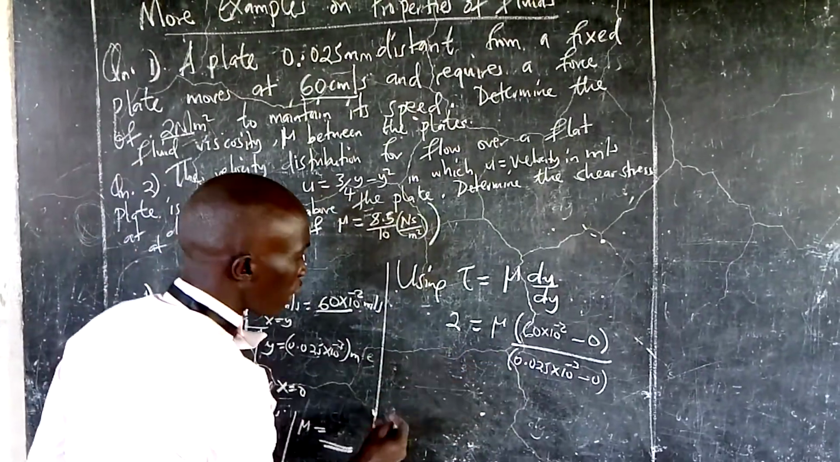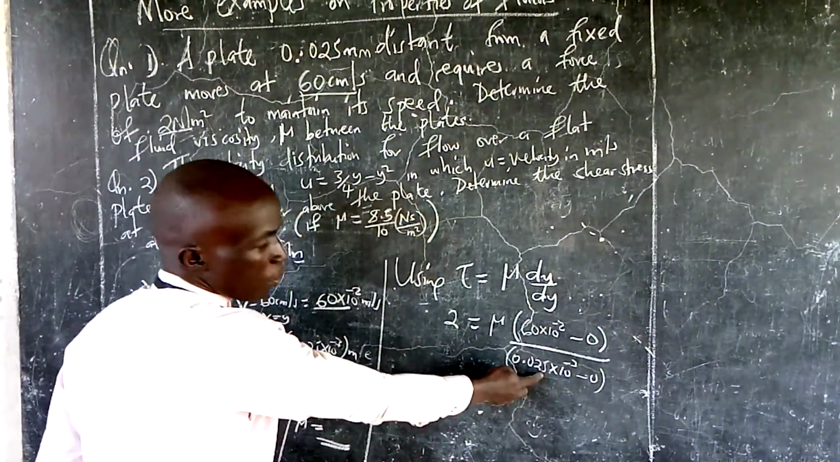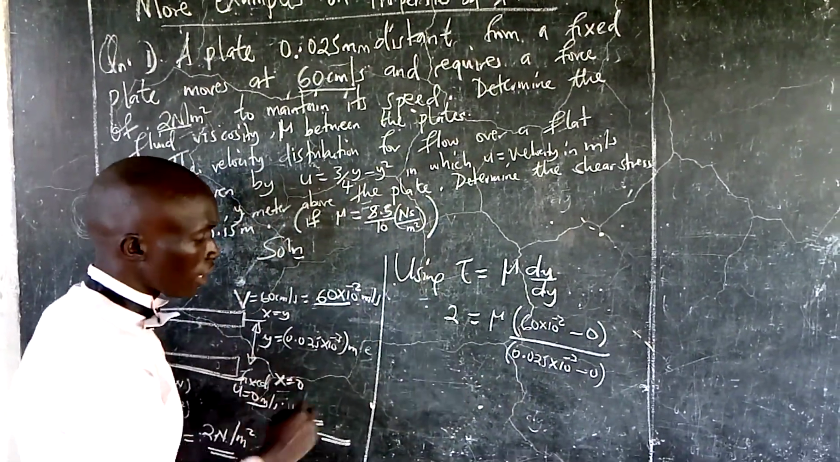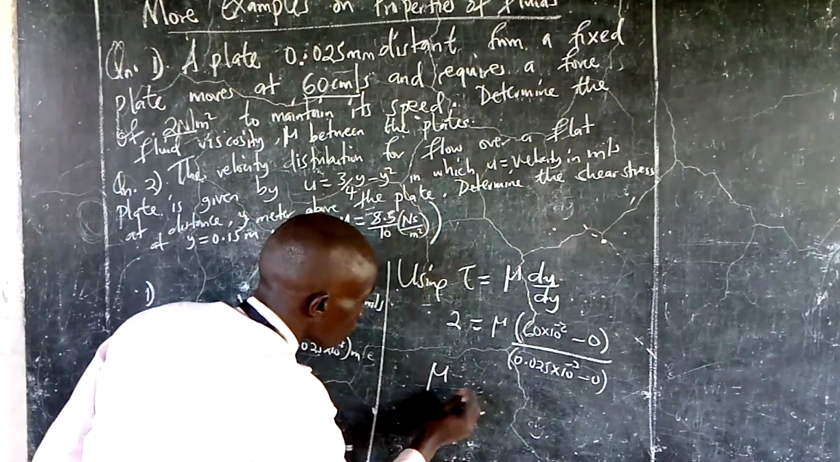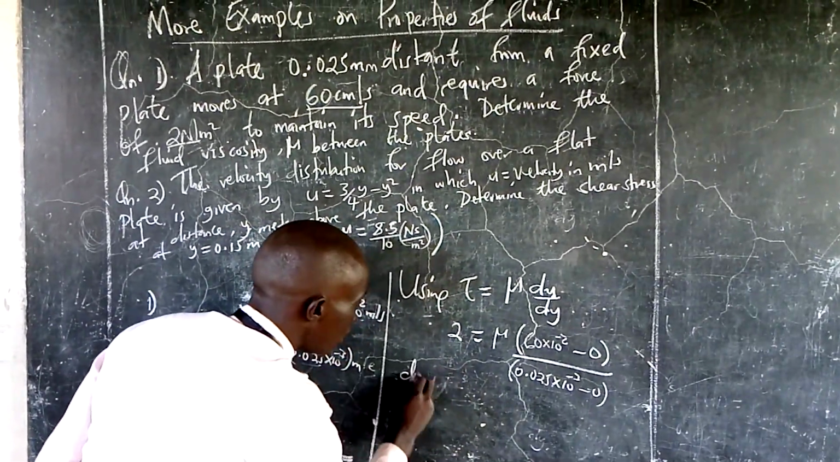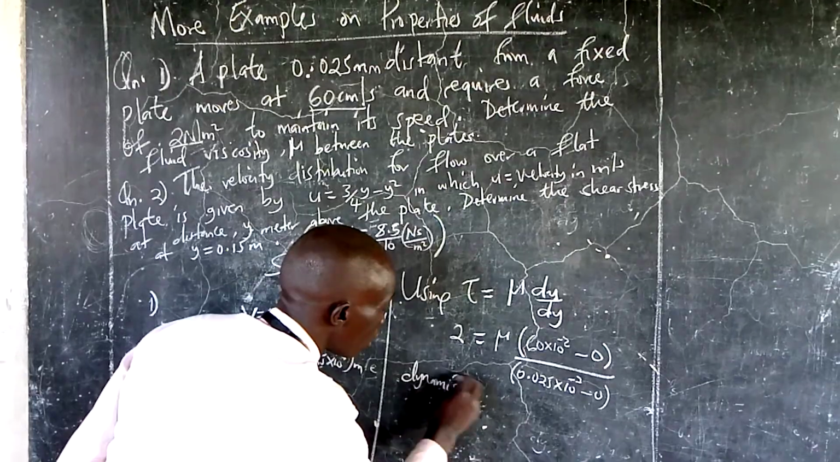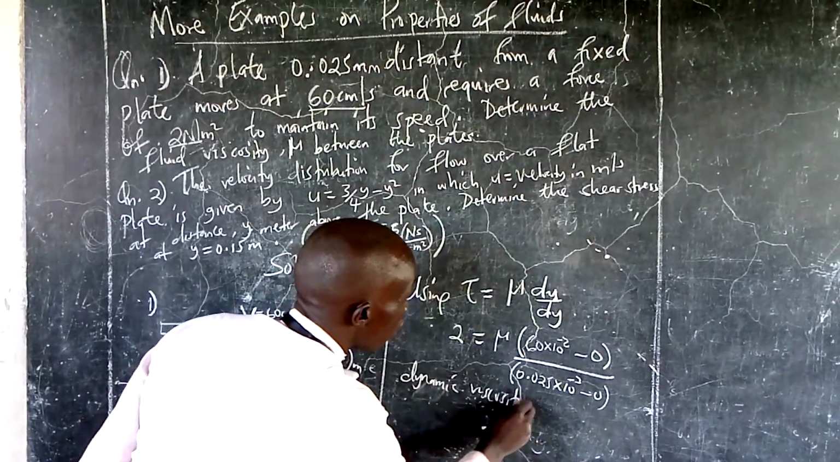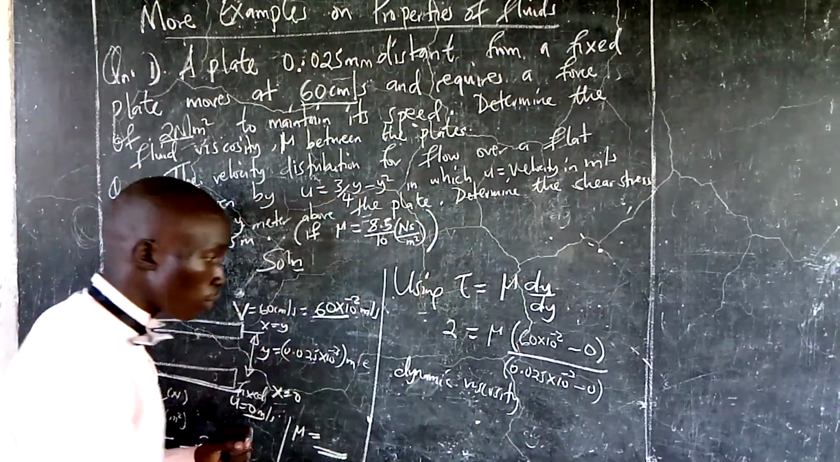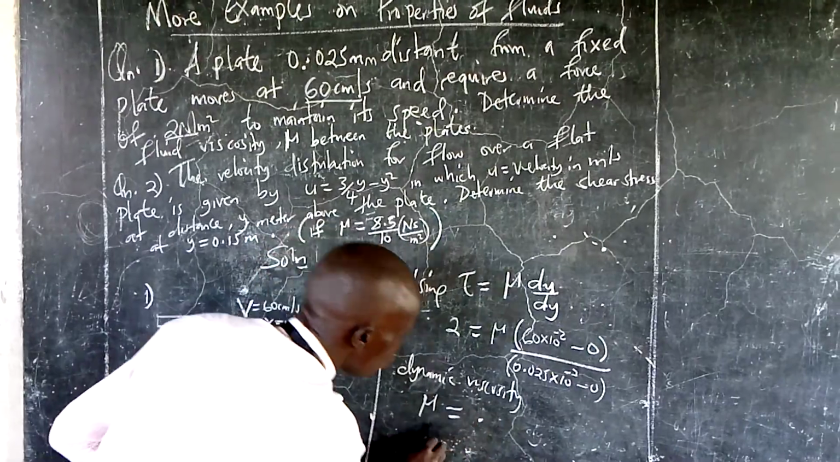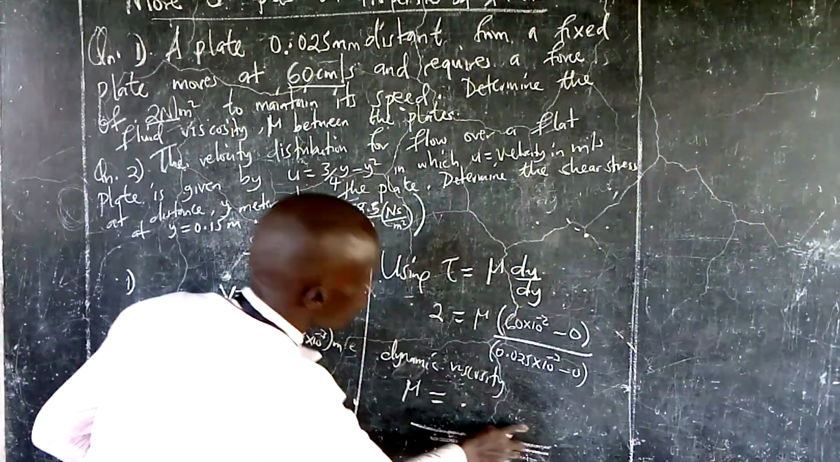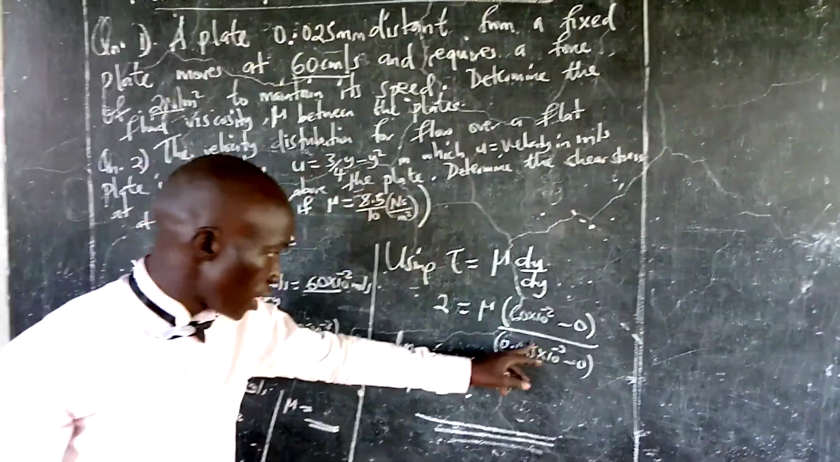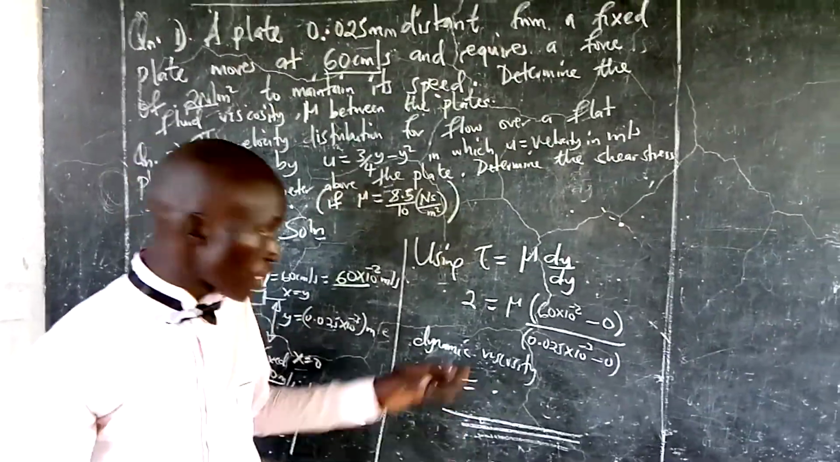So if you compute them very well, you can use calculators and multiply here. You find that our dynamic viscosity mu is going to be equal to, you can now substitute. I can leave it for you, because you can just divide this one here and multiply by this and get this. So that's our answer.